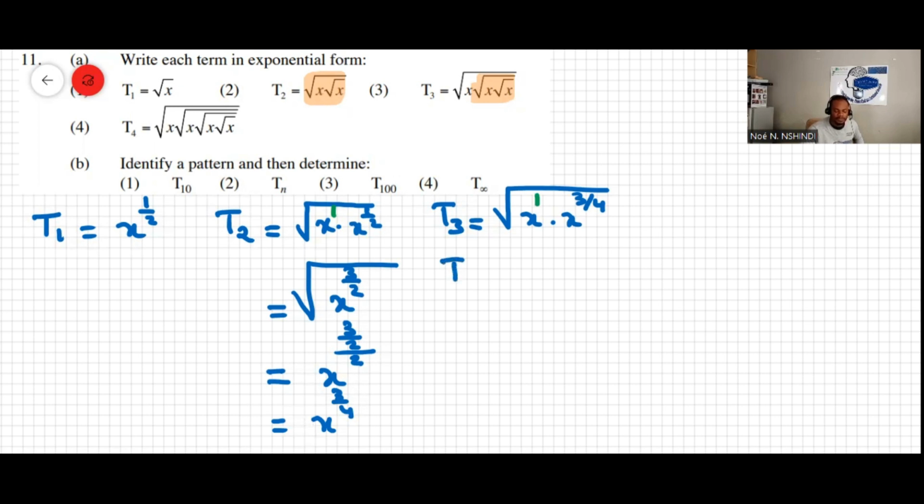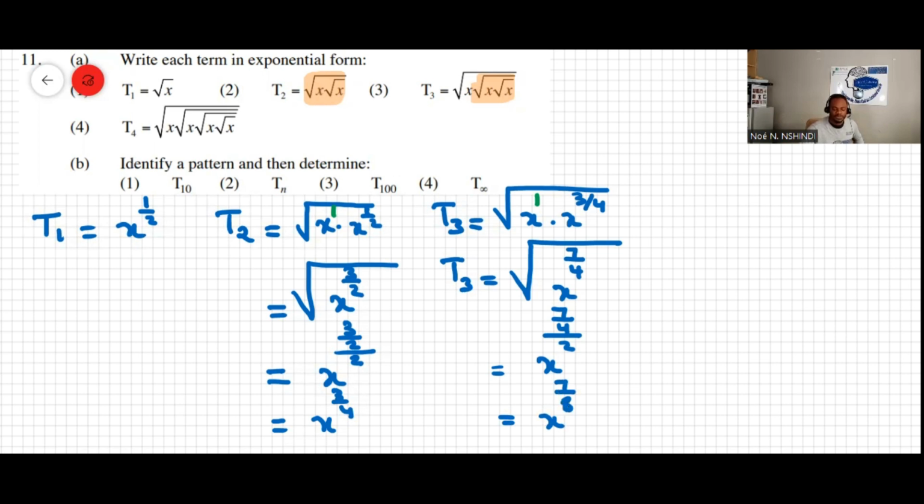Then term 3 will be equal to, we're going to add the exponent. So 1 plus 3/4 is equal to 7/4. x to the power 7 over 4. Then to write this in exponential form, we can write x to the power 7 over 4 all to the power of 2, and then we multiply the denominator with the main denominator. So this is going to be x to the power of 7 over 8.